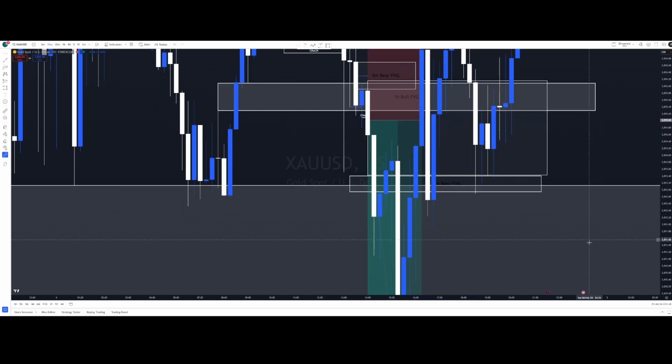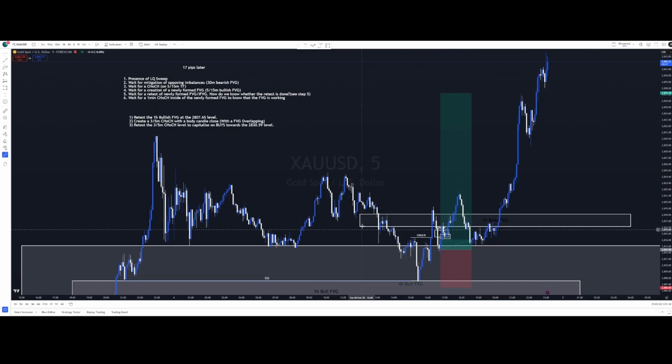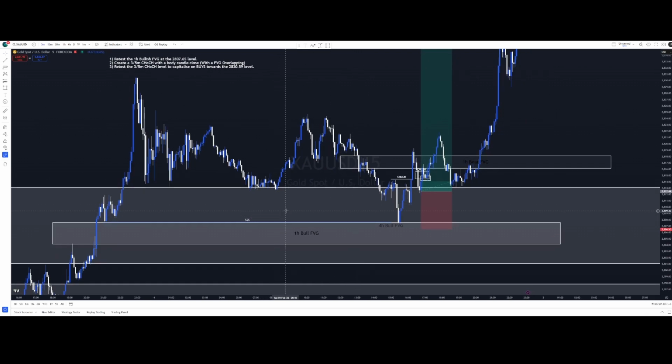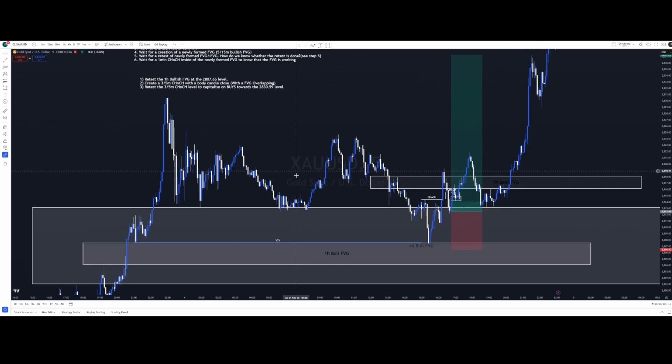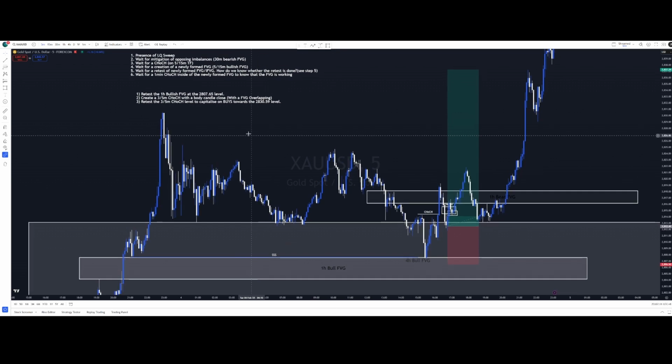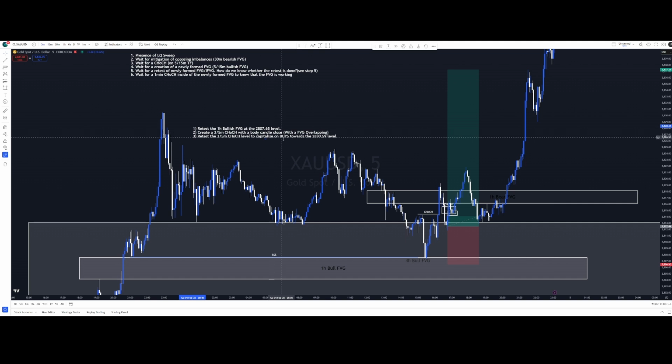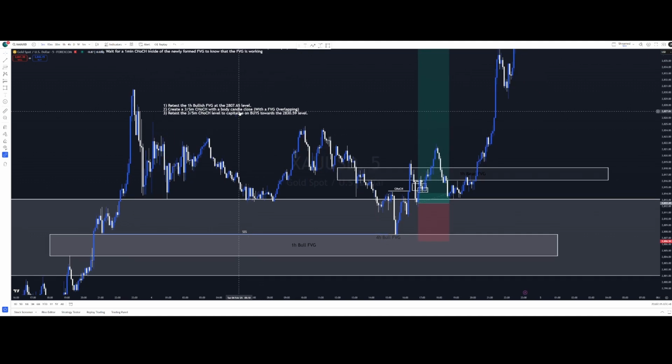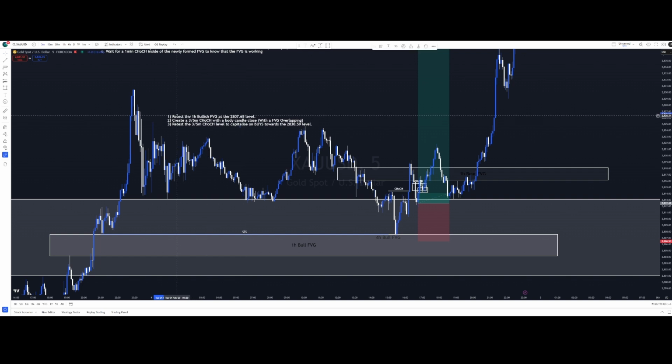So yeah, now that price has swept sell side liquidity and came into the 1 hour bullish fair value gap, we can now look for buys. So I was looking at Callisto's entry requirements. So for them, they wanted a retest of the 1 hour bullish fair value gap at the 2807 level, right, which is here.